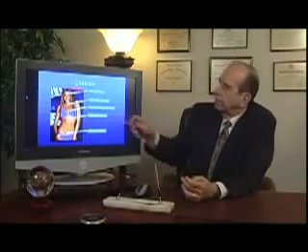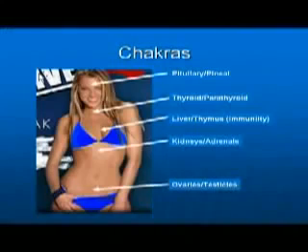Now, here's an example of where these endocrine systems are located. The pituitary and pineal are accessed between the eyes, the thyroid and parathyroid here in the throat. The liver and the thymus are in the center of your breastbone, the kidneys and adrenals are just at the bottom of your breastbone, and your ovaries and testicles are about 2 or 3 inches below the navel.